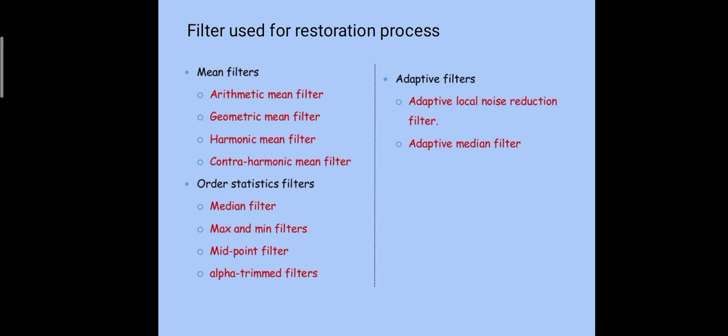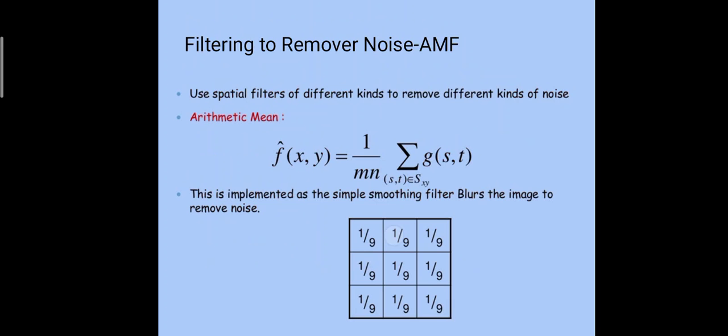Median filter, max filter, we will see the application directly. Filters remove noise. Special or different kinds of filters remove different kinds of noise. Arithmetic: here is the formula for the final restored image, that is 1 upon mn summation of g of st, where g of st is the degraded image here. This is implemented as a simple smoothing filter that blurs the image to remove noise.